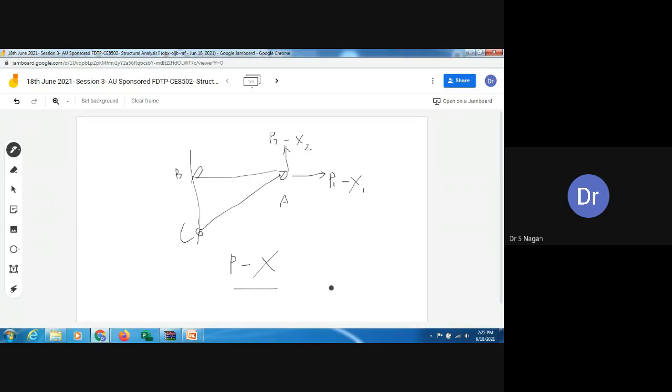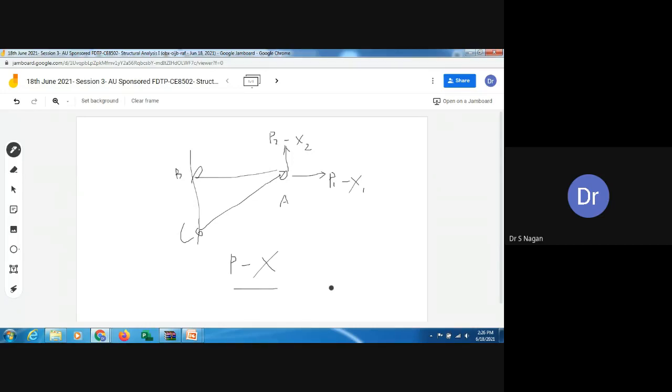How do we draw this PX diagram in case of beams and portal frames? In case of beams and portal frames, we left the fixed support. All supports other than fixed support will have freedom for rotation. So we left the fixed support and we marked P1X1, P2X2, P3X3, etc. at all other supports. In case of trusses, to draw the PX diagram, this is the procedure.